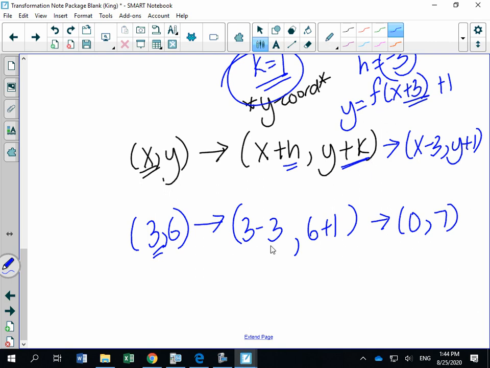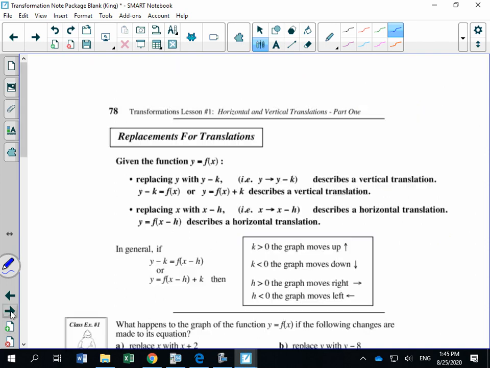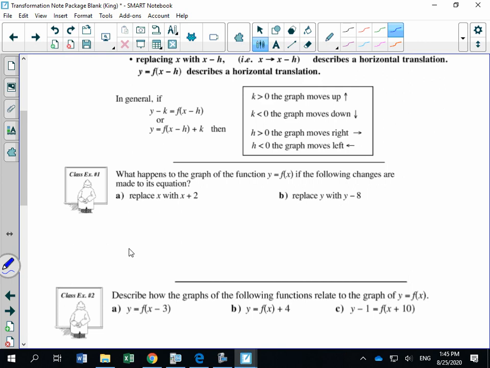So we'll do a couple more of these questions, but this is what you need to be able to understand. Okay, let's look. We haven't even gotten to the class examples yet, but let's get into the class examples.